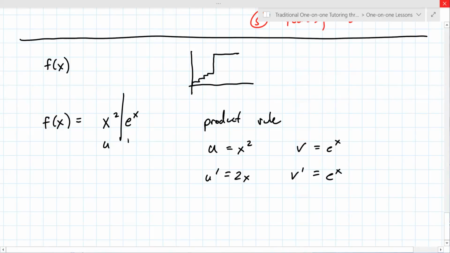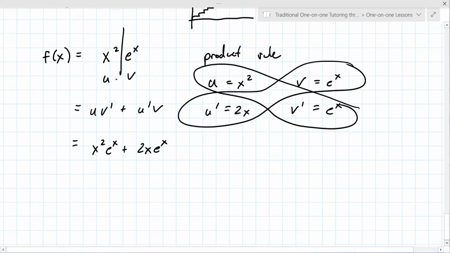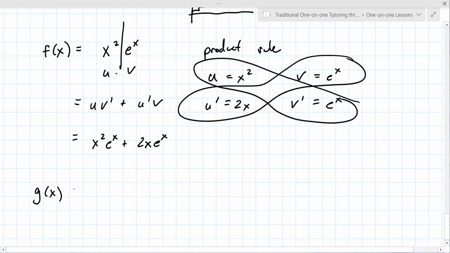So then what I recommend doing is writing out the formula. So it's u v prime plus u prime v. There's variations on this, like some switch the order. It doesn't matter, but you're basically matching these with these. Okay. So it's x squared times e to the x plus 2x times e to the x. Yes. Okay, you just leave it like that. And you're done.